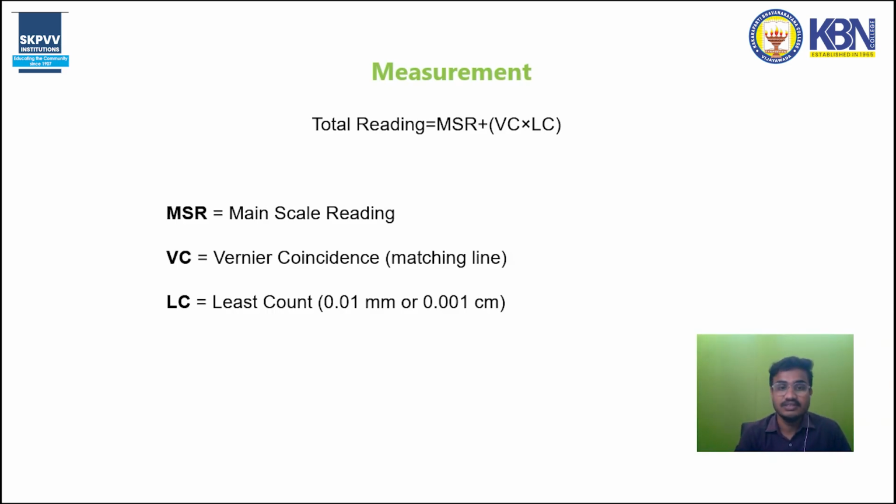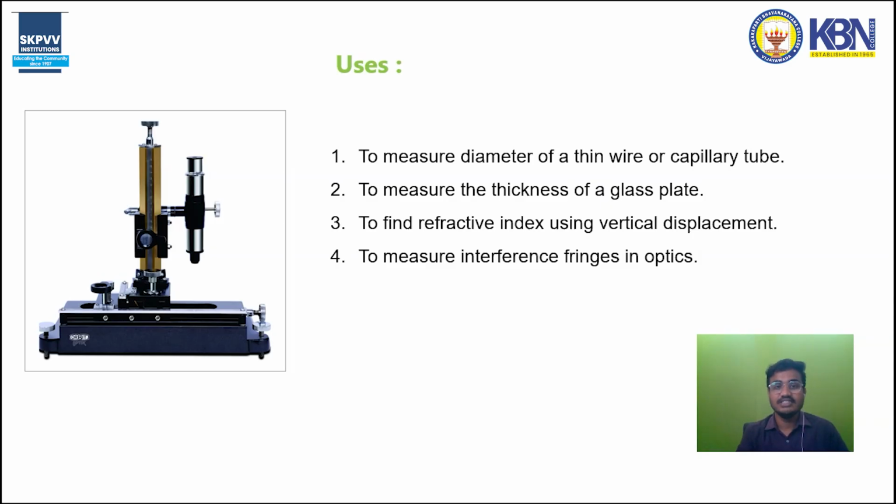Then where is this traveling microscope used? It is used to measure the diameter of a thin wire. As I said, it is used in optical instrument laboratories in order to measure thin wire diameters. It is also used with capillary tubes. It is used to find the refractive index and vertical displacement. It is also used to see fringes in optics. It is also used in the formation of Newton's rings, etc.